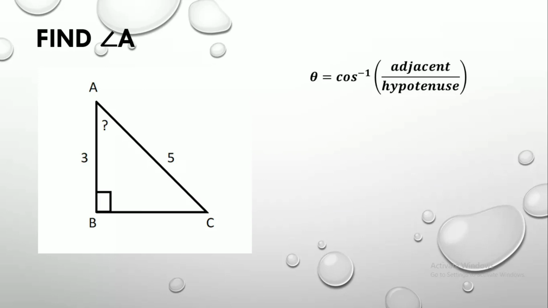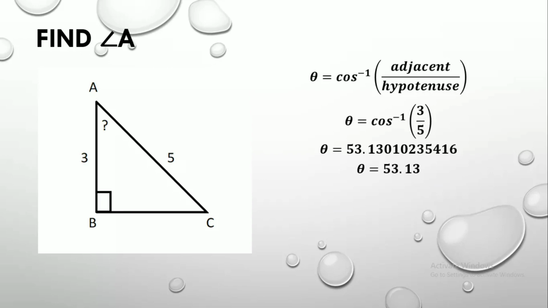The first step is to write the formula of the inverse cosine. Next, substitute the given values. Adjacent is 3 and hypotenuse is 5. After that, get a scientific calculator and input what you have written so far. The answer to this problem would be 53.13 and so on. To get rid of the decimals that we don't need, we round it off to the nearest hundredths. And there we have it. Therefore, angle A is equal to 53.13.